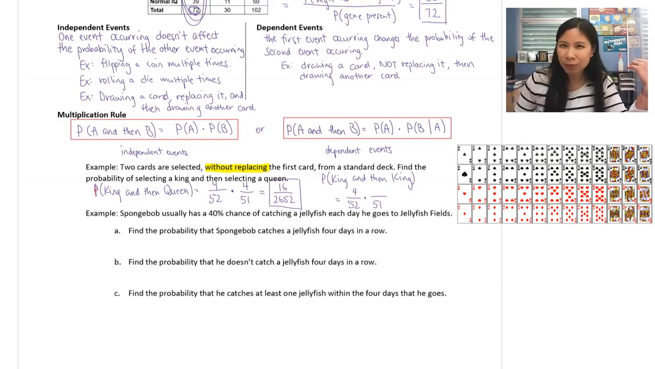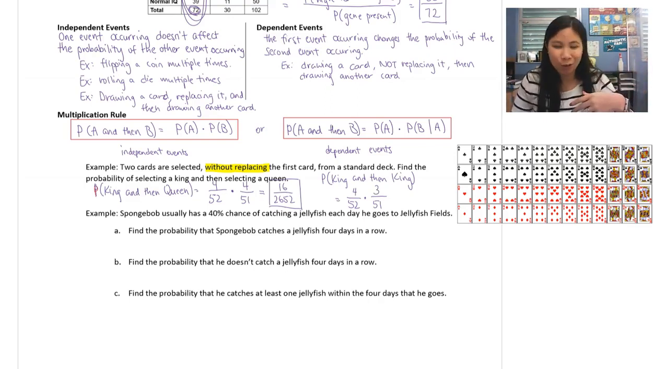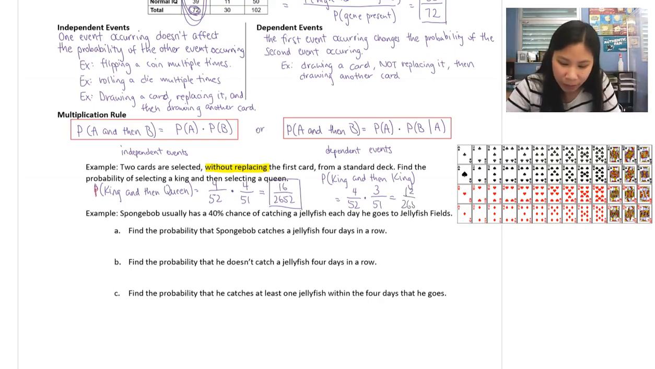So how many kings are left in the whole deck of cards? Only 3. Because I already took one out and I didn't put it back in, now there's 1 less king and 1 less card in total. So this way, I end up with a probability of 12 out of 2,652.